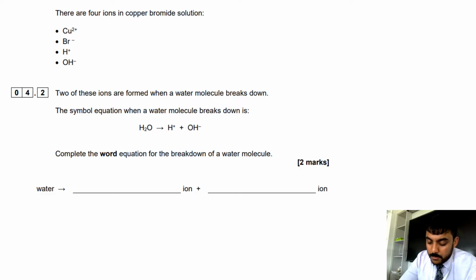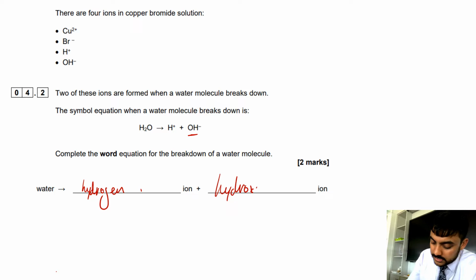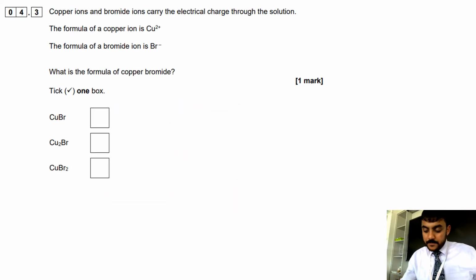Complete the word equation for the breakdown of a water molecule. Okay, so water turns into hydrogen ion, and they're actually asking us to name what this is. It's a hydroxide ion. Hydrogen and oxygen is a hydroxide.